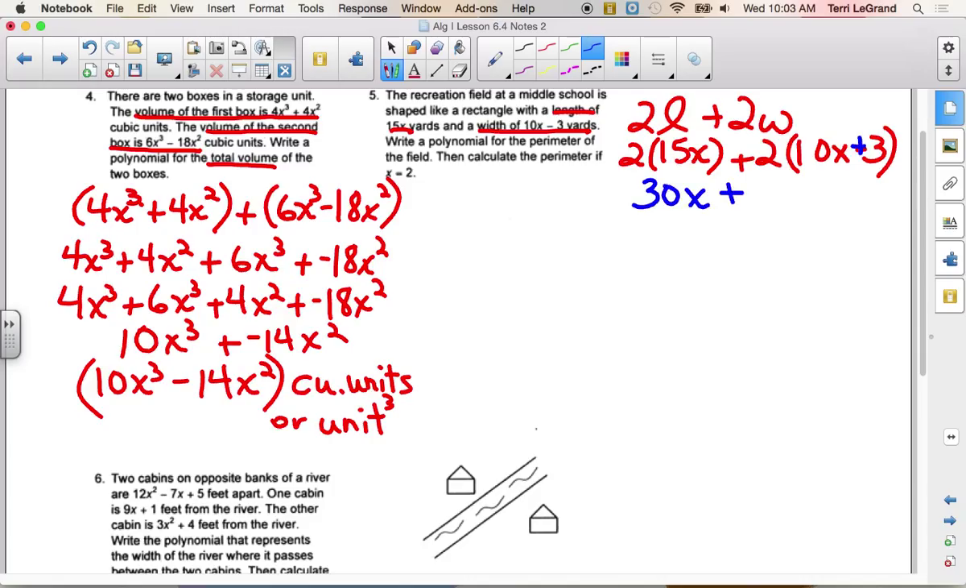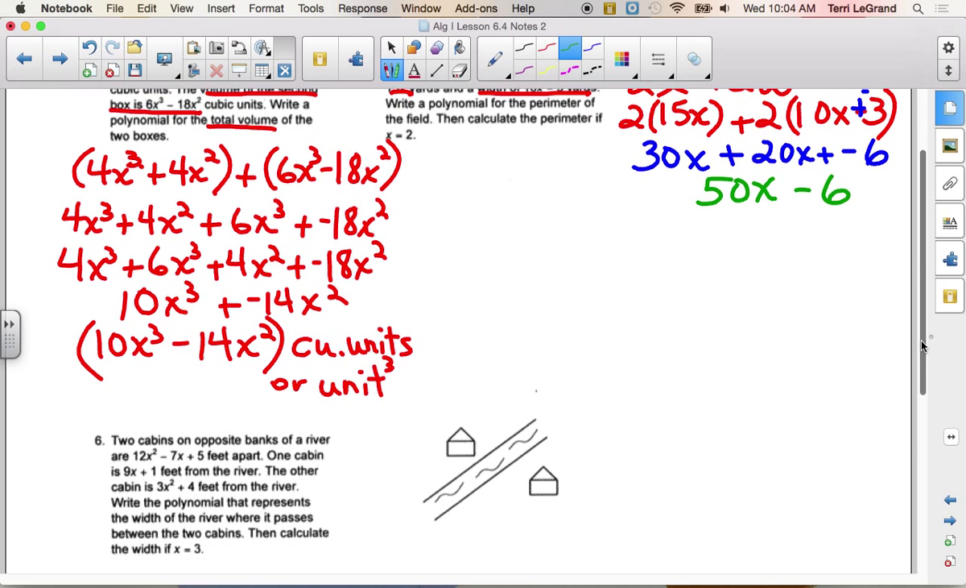Let's change this to add the opposite, and we have 20x plus negative 6. Is that right? Are we done? No. We can simplify that. Yeah, so we will. What do we have? 50x. Those can be combined. Plus a negative 6 would be minus 6. Okay? Now, again, this is representing perimeter, right?